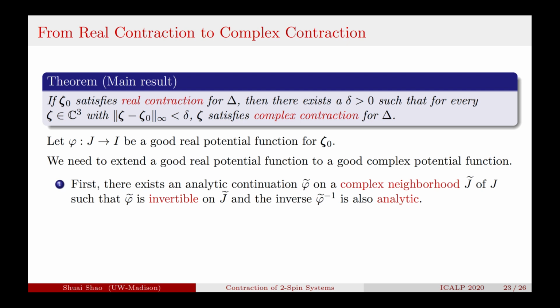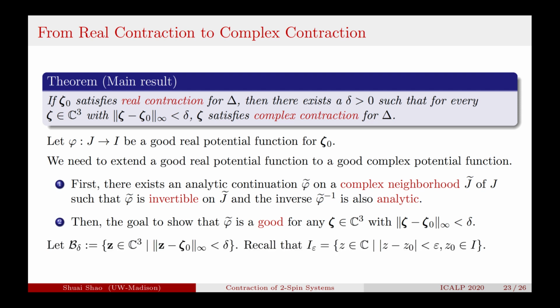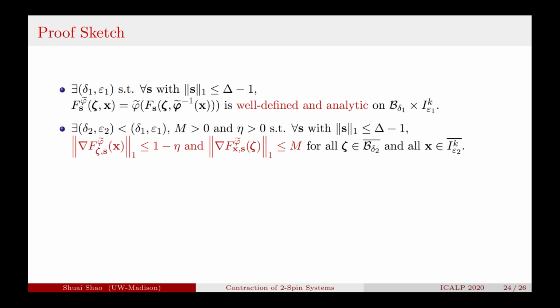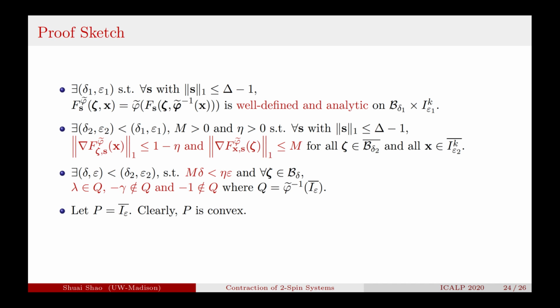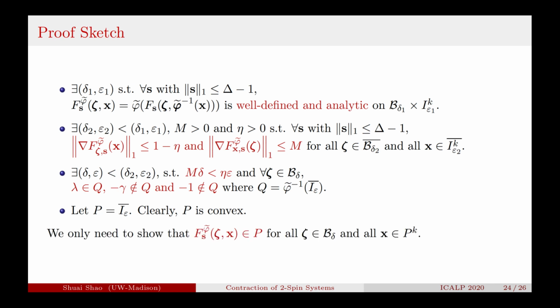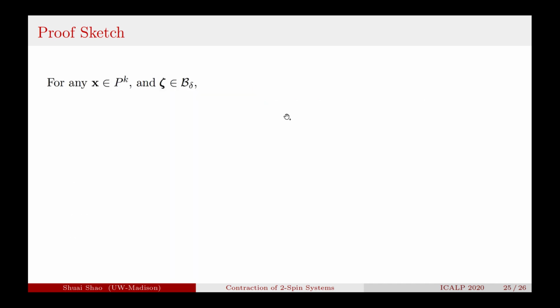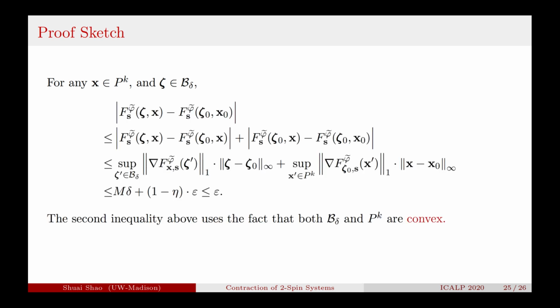First, by the unique analytic continuation and the inverse function theorem, we can show that there exists a complex analytic and invertible function phi tilde that is defined on a complex region. Then we show that this potential function phi tilde is good. The idea is that since these functions are analytic, by continuity, we can pick small enough delta and epsilon such that they satisfy some desired properties. And we let P be the compact region. The only thing we need to show is that the recursion function is contracted on this region P, and this can be proved by the following inequality. Here, the recursion value with real parameter is in the real interval I. And since the difference is less than epsilon, the recursion function value with the complex parameter is in the epsilon-strip complex neighborhood of I, which is P. So the value is in P.